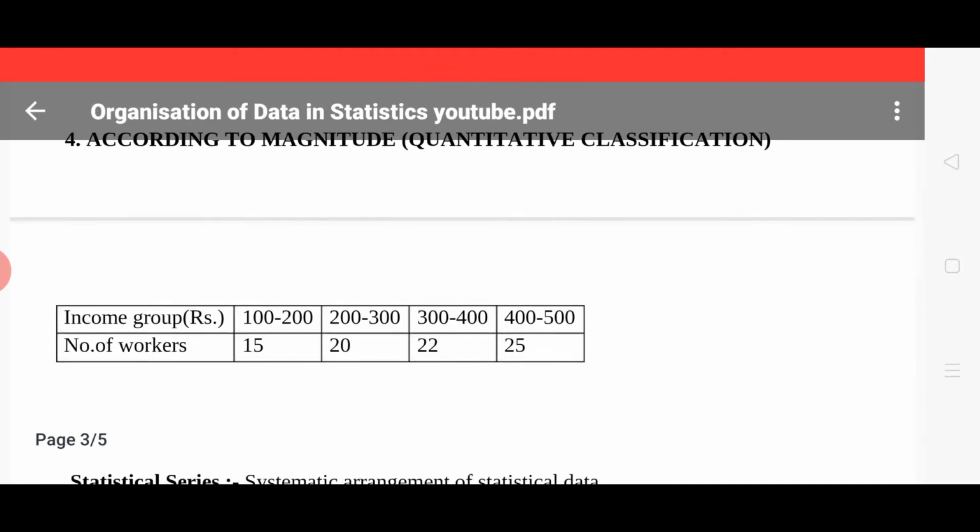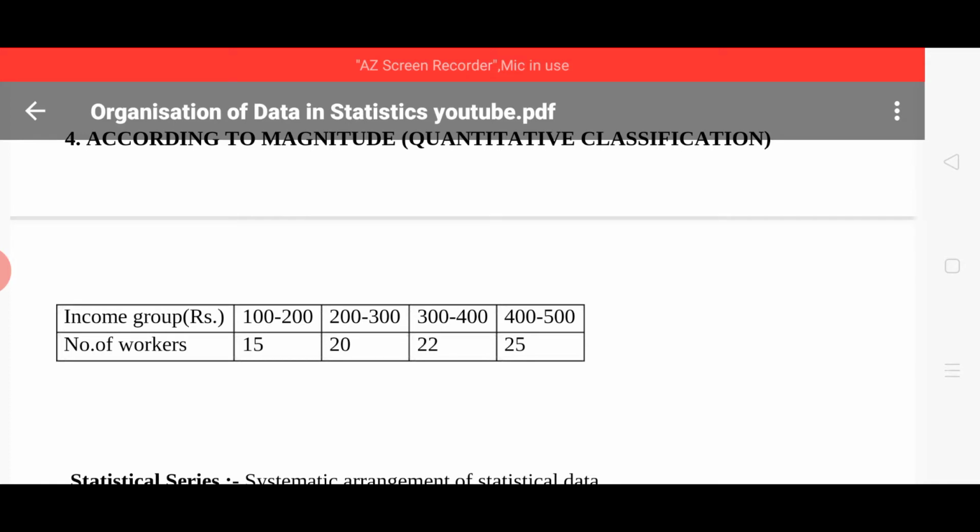According to magnitude, means quantitative, on the basis of quantity, quantitative classification. Income group: 100 to 200, 200 to 300, 300 to 400, 400 to 500. This is what quantity. And number of workers: in 100 to 200, 15 workers are there; 200 to 300, 20 workers; 300 to 400, 22 workers; and 400 to 500, 25 workers. These are the number of workers who are earning in different income groups on the basis of quantity, so we make it a quantitative classification.